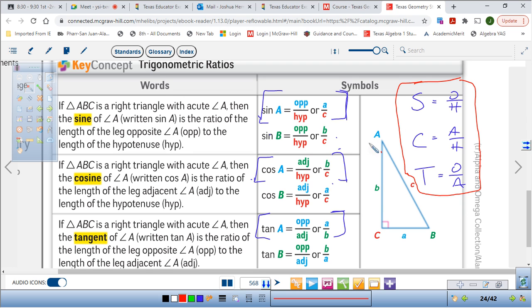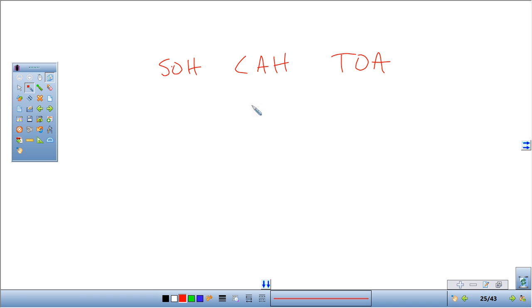Okay, so here we go, guys. Remember this. Please write this down: SOH CAH TOA. Okay with that one? Write that down real quick. And what does SOH stand for, guys? Remember sine. This is going to be your sine, it's going to be this one right here. This is your cosine. And this will be tangent.